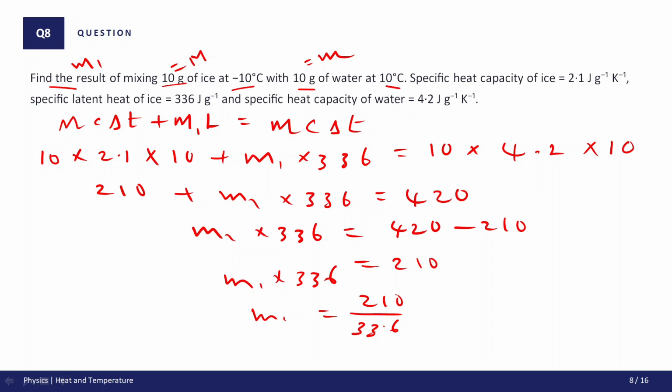210 divided by 336. You will get 0.625. So how much ice is melted here? 0.625 grams of ice is melted. The remaining quantity of ice is in the solid state. Okay, now we will go with the next one.